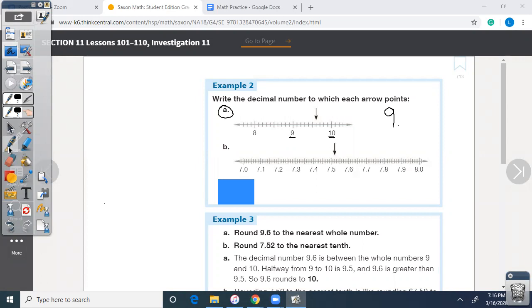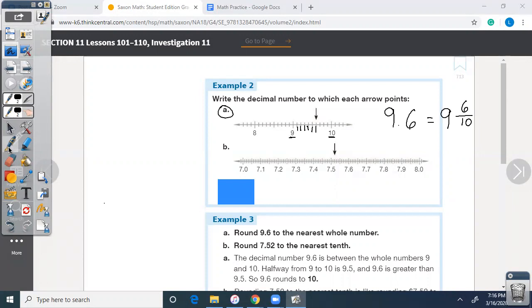9 decimal something. Well, there are 10 pieces, so we need to figure out what piece it's pointing to. So we've got 1, 2, 3, 4, 5, 6. So 9.6. Another way we could write that as a fraction. Remember, it's a tenths. Right? This number, you say this number, 9 and 6 tenths. So another way you could write that is 9 and 6 tenths.